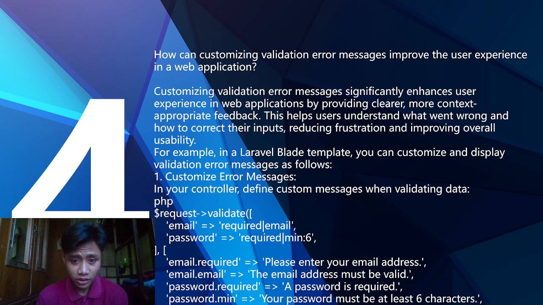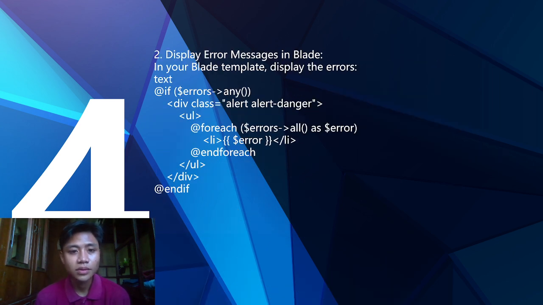For example, in a Laravel Blade template, you can customize and display validation error messages as follows. First is customizing error messaging. In your controller, define custom messages when validating data, and then copy this code. And then step 2 is display error messages in Blade. In your Blade template, display the error text.